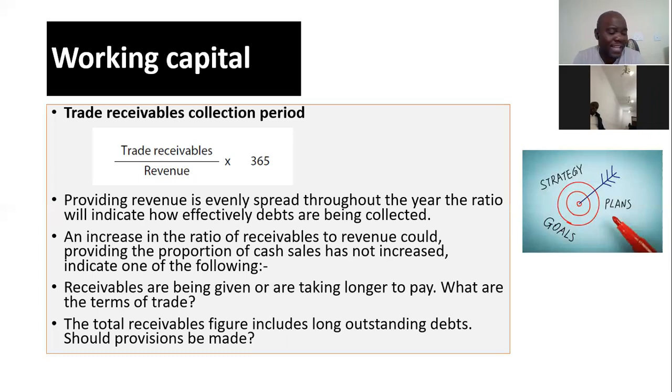So you have to look at that. Why are they failing to pay? So you do an analysis and you bring in assumptions. So the total receivables figure includes long outstanding debts. Should provisions be made? This is why now you bring in your IFRS 9 on provisioning for doubtful debts.